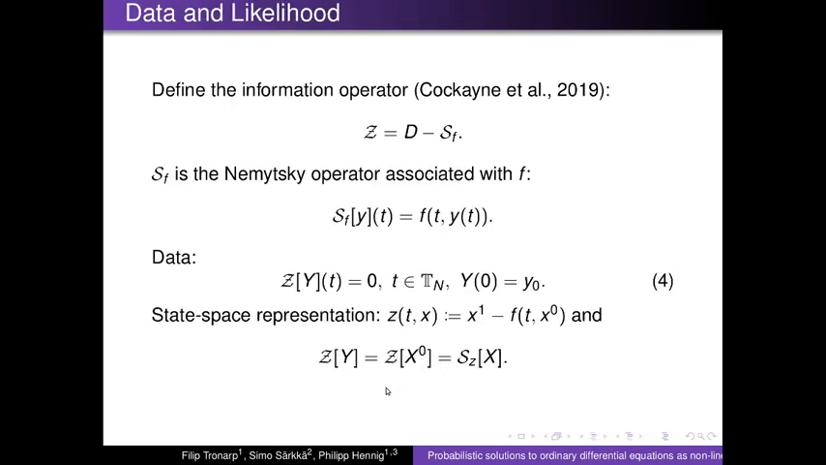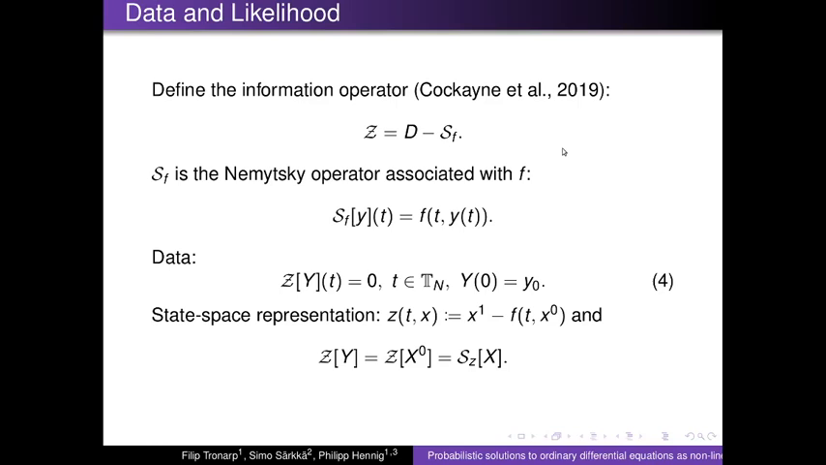Now for the data, we can define an information operator, as Cockayne et al. call it, which I denote here by Z, which is equal to a differential operator minus the Nemytskii operator associated with f. The Nemytskii operator associated with f is just a fancy way of saying composition with f, so it acts on y by putting y inside f. Then our data becomes our information operator evaluated at the prior equals 0 on our mesh, and then we also of course have to condition on the initial condition as well.